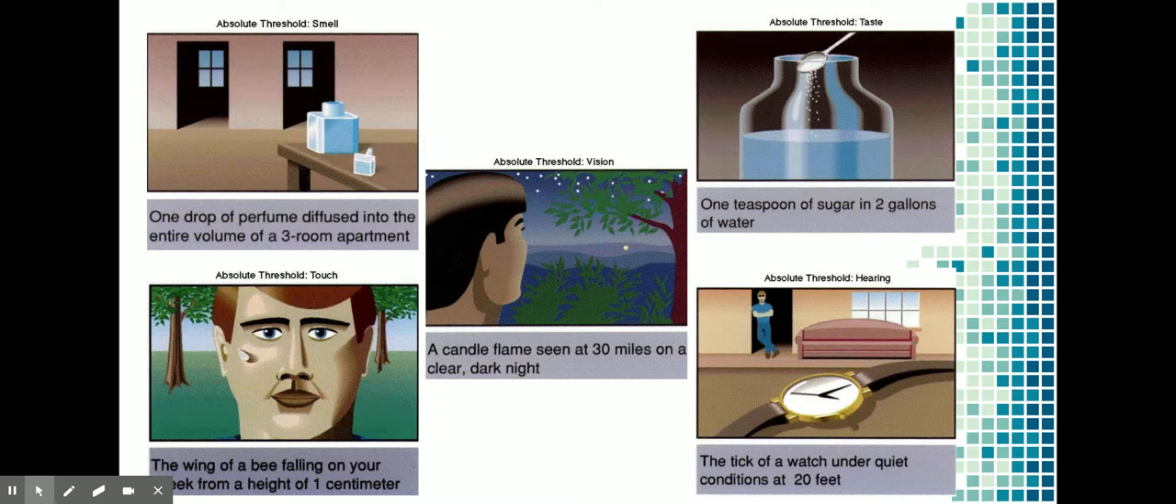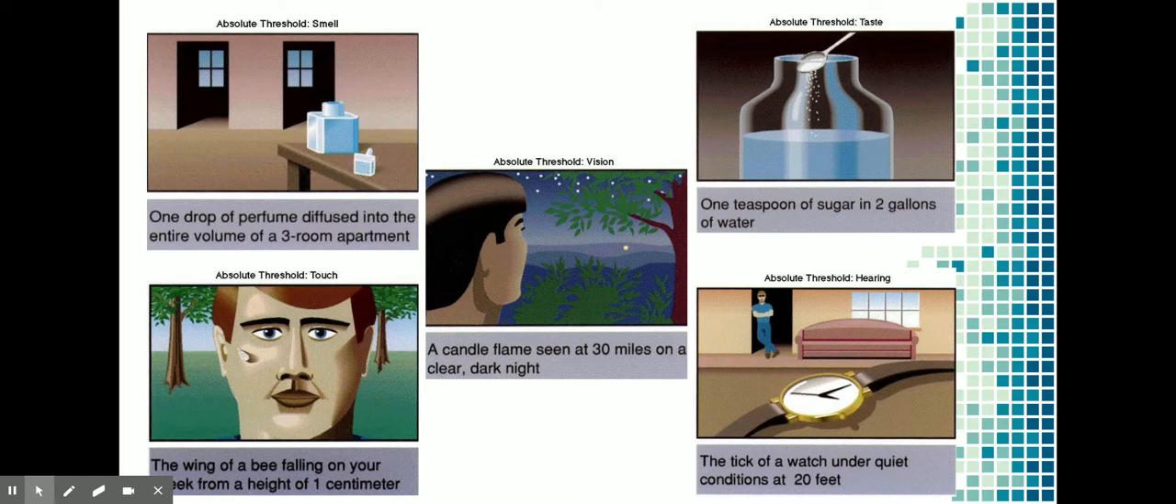And then finally, my favorite example, I'm not sure how he came up with this, is the wing of a bee falling on your cheek. So a tiny bee wing from a height of 1 centimeter that you'd be able to feel on your cheek. Again, these aren't going to show up on a test, but the idea is to understand what is the least amount that you can still detect half of the time. That's the key, 50% of the time.